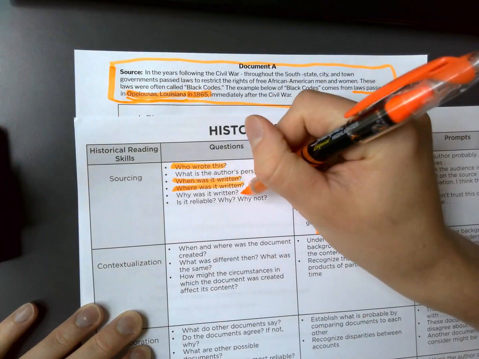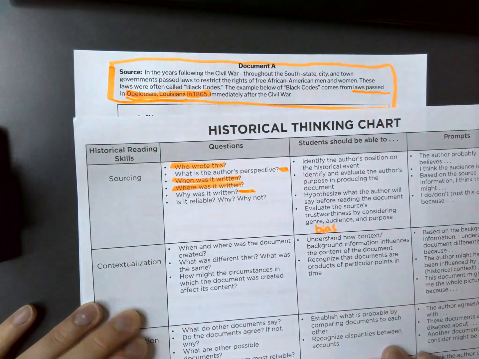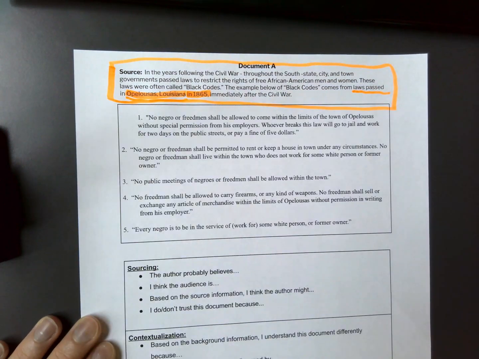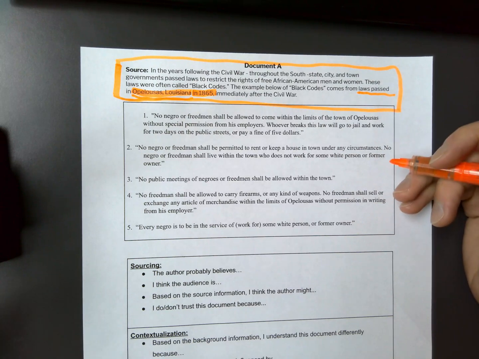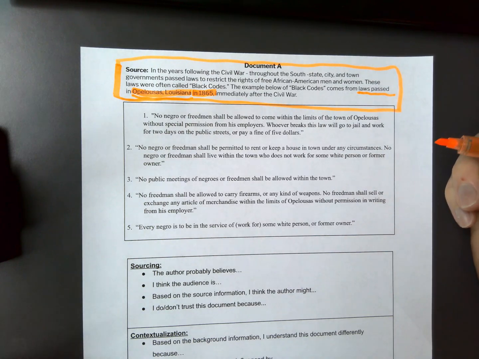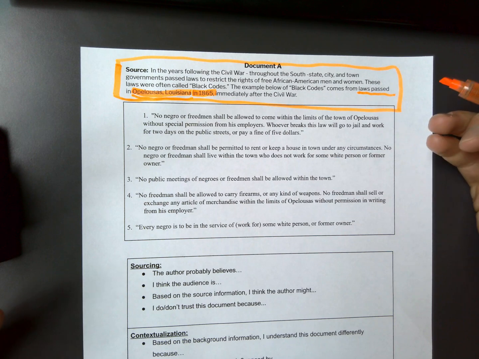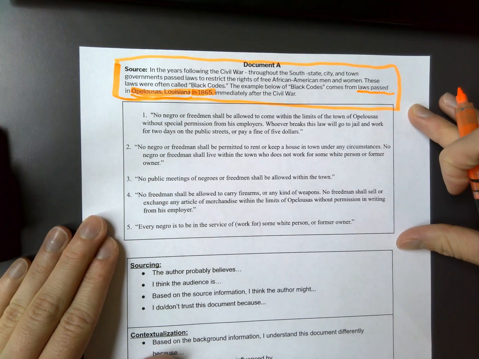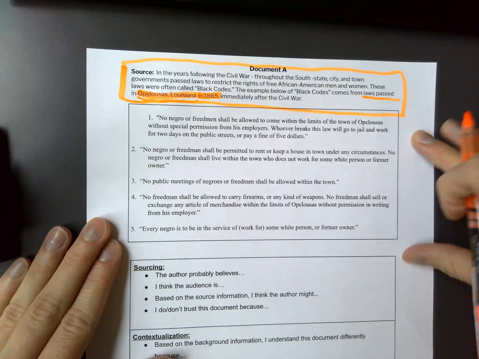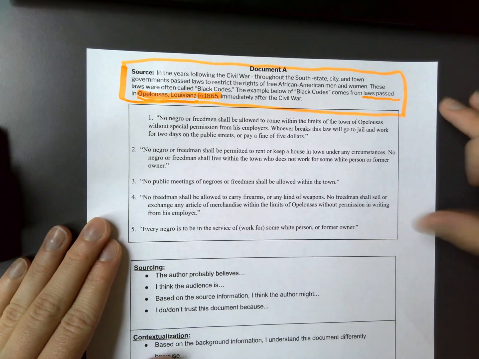Second, why was it written? I can assume that this was written to inform people of the law. So just like we have the Constitution, just like we have laws written out for towns, this is what that was for. So it's telling people this is the law. There will be a consequence if you break it.